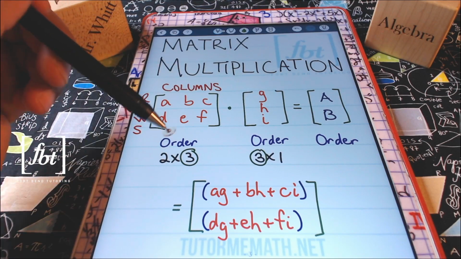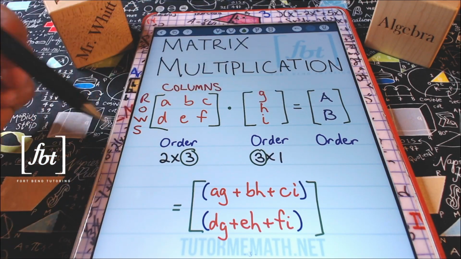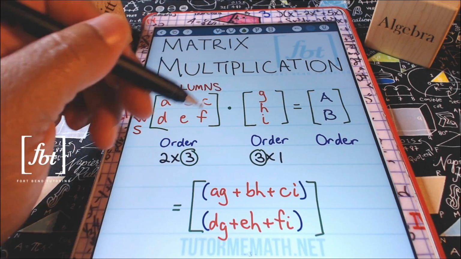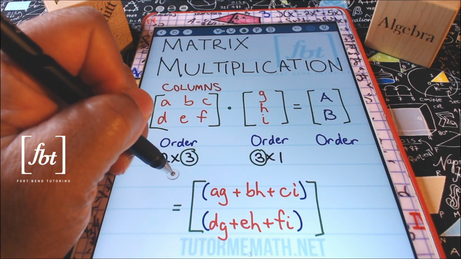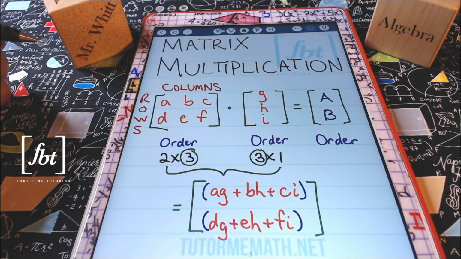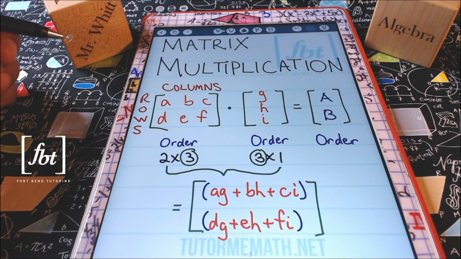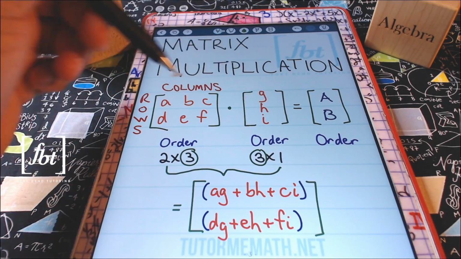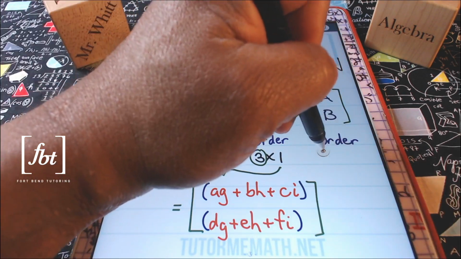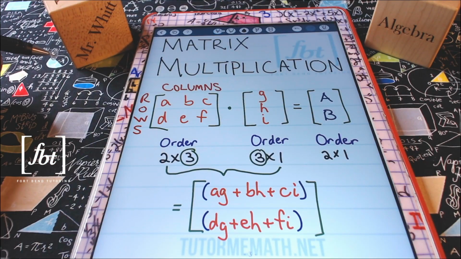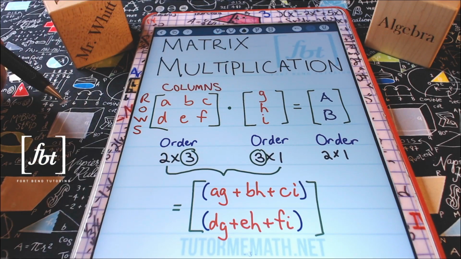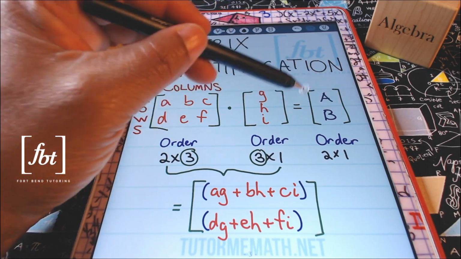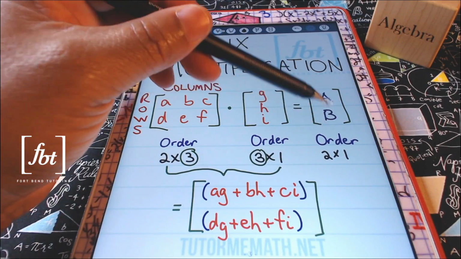Now using this information, we can predict the order of the resultant matrix. How do you do that? The rows of the first matrix and the columns of the second matrix will dictate the order of the resultant matrix. So I know that the product of these two matrices is going to give us a 2 by 1 matrix, meaning 2 rows, 1 column. And that's going to be represented by what you see right here. See, this is a 2 by 1 matrix.